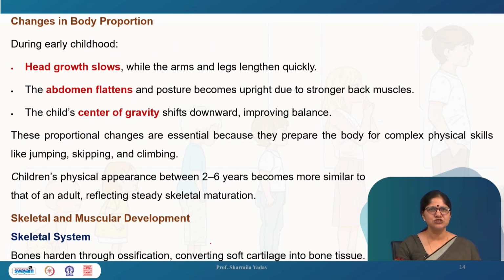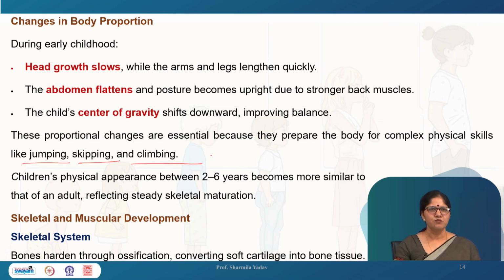These proportional changes are essential because they prepare the body for complex physical skills like jumping, skipping, and climbing. These are very important in school activities. Children's physical appearance between 2 to 6 years becomes more similar to that of an adult, reflecting steady skeletal maturation. Now we will see skeletal and muscular development.